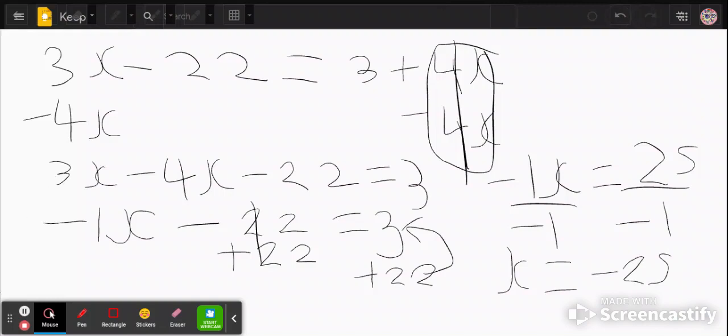All right, so let's do this the other way, when we bring the x term to the right side instead of the left side.